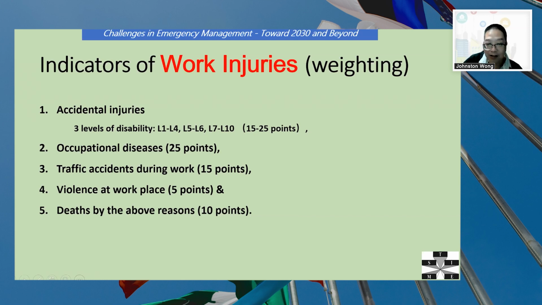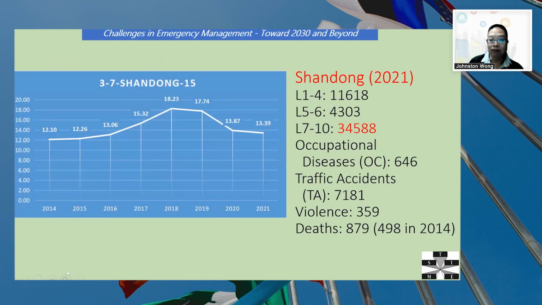And then traffic accidents during work is another occurrence. And violence at workplace is also accounted for, recorded. And then death by the above reasons. If there's a serious death, then we may consider that is another weighting. So we can add all these figures into one combined kind of index. Now, we can see Shandong is one of those provinces that has very high work injuries.